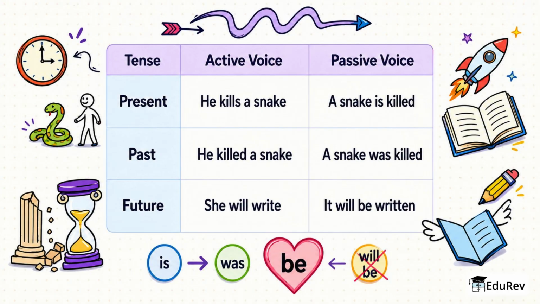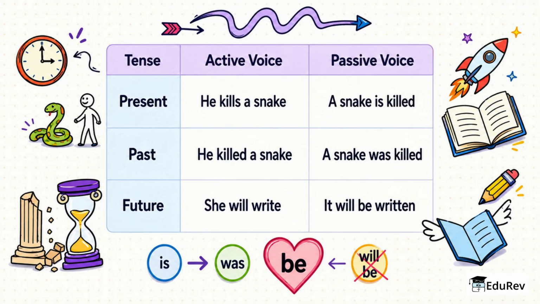So when I'm dealing with simple tenses, I just make sure to maintain the original timeline. I do this by merely swapping out the correct form of the to be verb. For the present tense, he kills a snake becomes a snake is killed. Past tense, he killed a snake turns into a snake was killed. And for the future, will write becomes will be written.